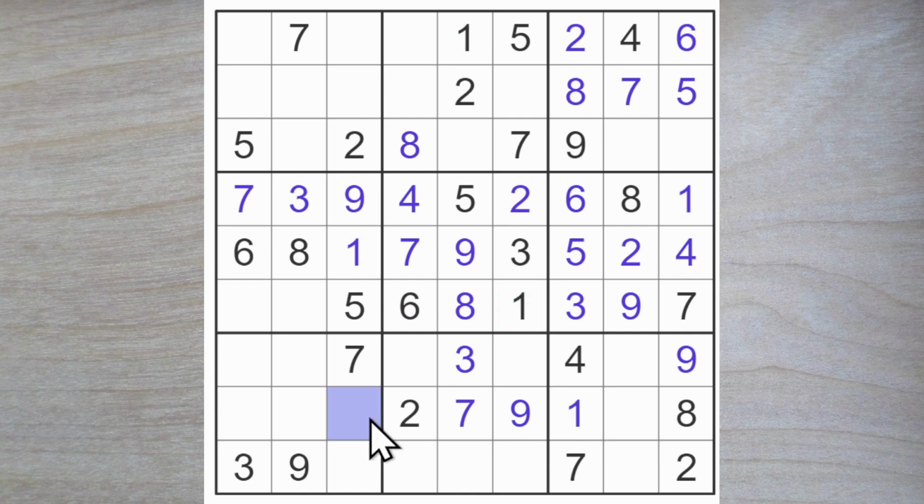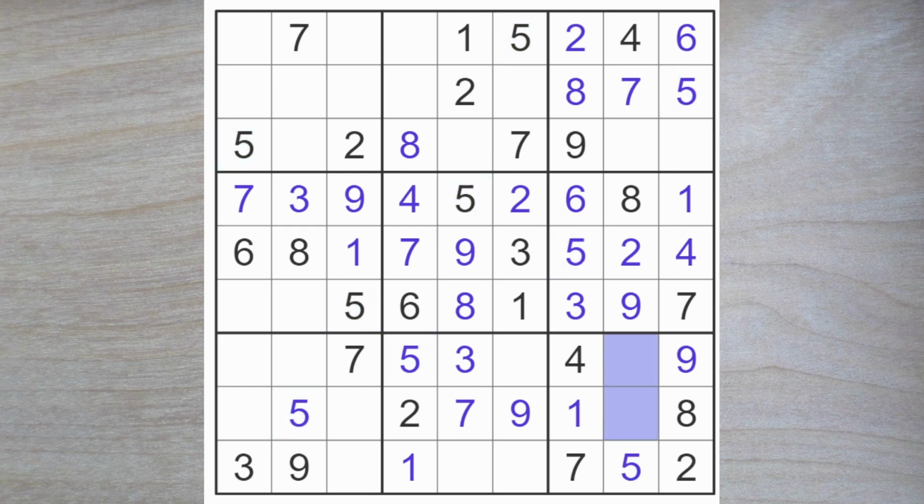Now we have this 1 blocking across and this 1 blocking down. These 2 must be 1s blocking across. We know that these were 1 and 5. Now the 1 has got to go here and the 5 here. These 5s block down. This 5 blocks over. Here's a 5. And here's a 5.